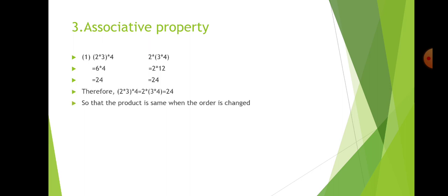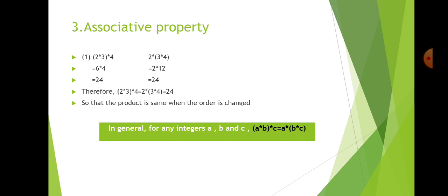Now third one, associative property. Here I am taking three integers, 2, 3, 4, and changing the brackets. The first one is 2 into 3, 2 3s are 6, into 4, 6 4s are 24. Other side, 2 into 3 4s are 12, so 2 12s are 24. Left side is 24, right side is also 24 when changing the brackets. Here the product is the same when the grouping is changed. In general, for any integers a, b, c, (a into b) into c is equal to a into (b into c).